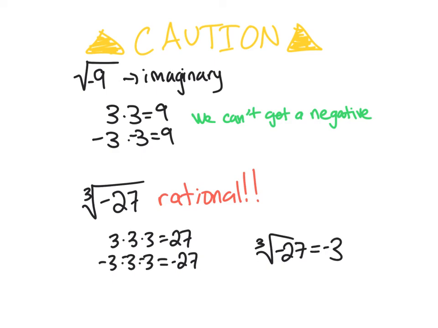In other words, the square root of a negative, or any even root like a 4th root of a negative, would be imaginary. But a cube root, or a 5th root, or a 7th root, those can have a negative radicand. So we could get a rational or an irrational number. In this case, because we know the cube root of negative 27, it is rational.